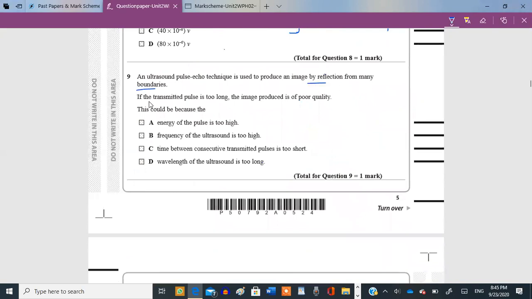Question 9. An ultrasound pulse echo technique is used to produce an image by reflection from many boundaries. If the transmitted pulse is too long, the image produced is of poor quality. This could be because the energy of the pulse is too high, the frequency of the ultrasound is too high, the time in between the consecutive transmitted pulses is too short, or the wavelength of the ultrasound is too long. Why will the quality become poor? Quality is actually dependent upon the wavelength or the resolution. Quality depends upon the resolution. And I think this is a repeat question, if you remember.